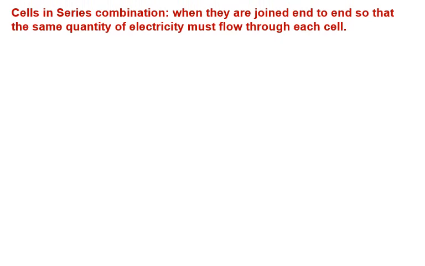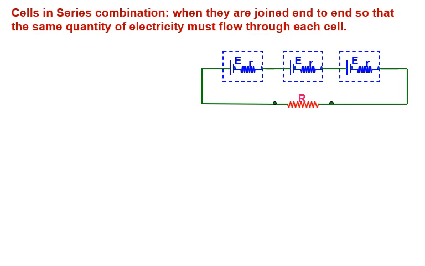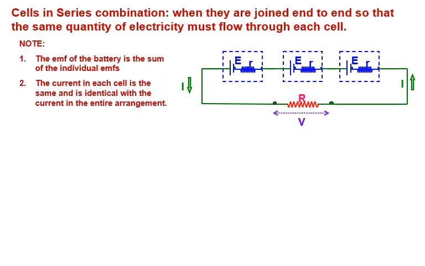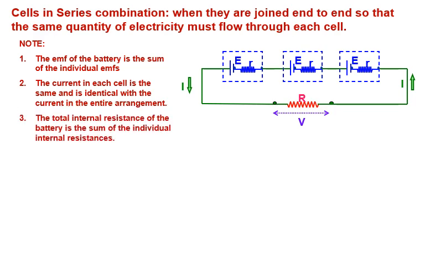Now, cells in the series combination, let's summarize that. There are three cells having EMF E and internal resistance small r each, connected to the external resistance capital R, and the current I flows through the circuit. As we have calculated, the equivalent EMF will be the sum of E1 plus E2. Now here it will be E1 plus E2 plus E3, and as all the cells have the same EMF, it will be 3E. Similarly, the internal resistance will be 3 into small r.